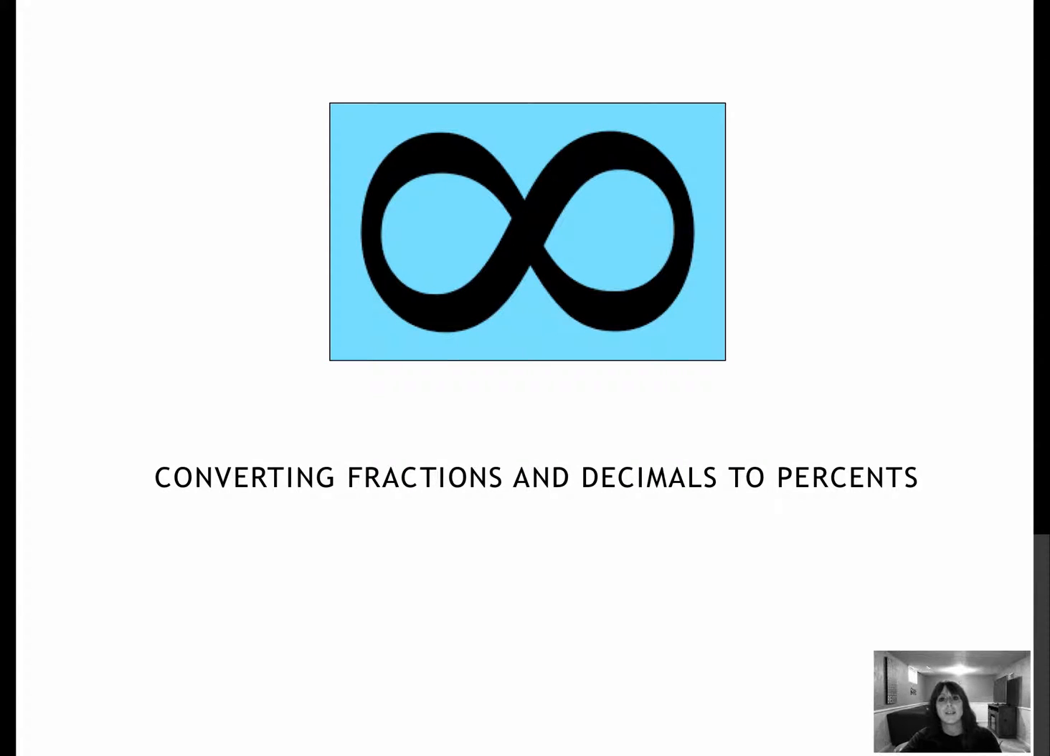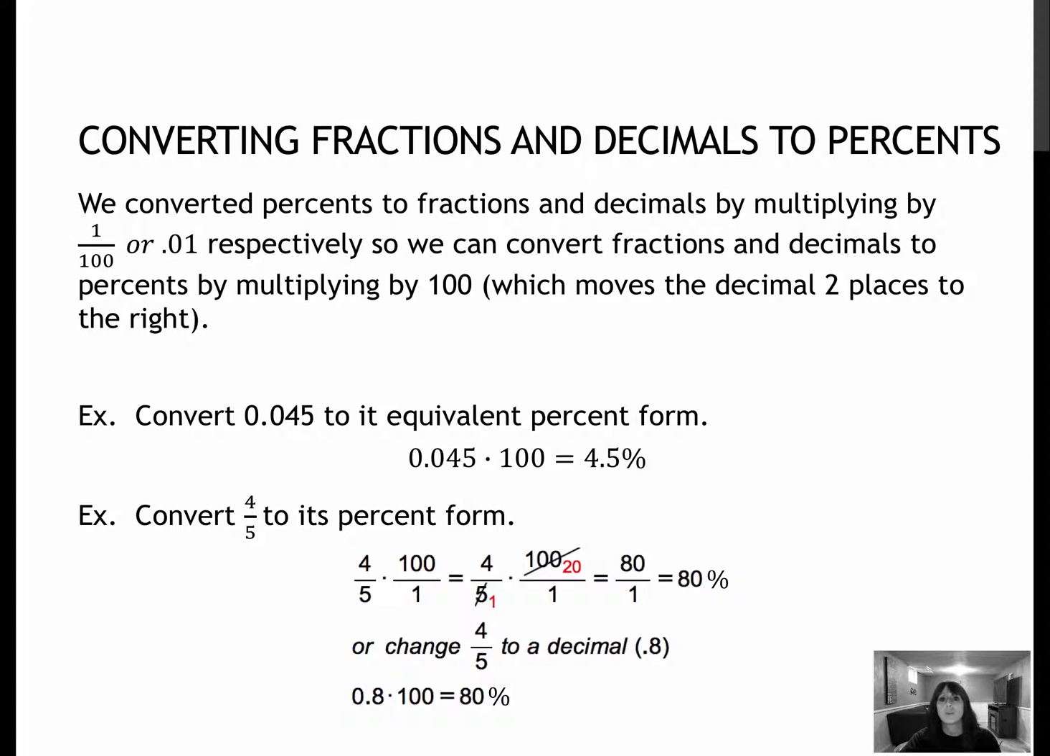When converting fractions and decimals to percent form, we're going to really do the opposite of what we did when we started with the percent. When we started with a percent, we multiplied that percent by 1 over 100, or 0.01, which moved the decimal to the left. Now we're going to go in the opposite direction. If I'm starting with a decimal, instead of moving that decimal to the left, I'm now moving it to the right, because that's the same as multiplying by 100. So multiplying 0.045 times 100 would move 1, 2 to the right, making it 4.5%.